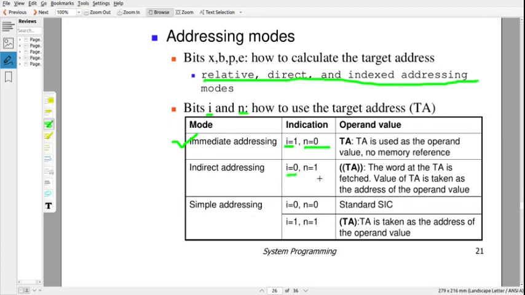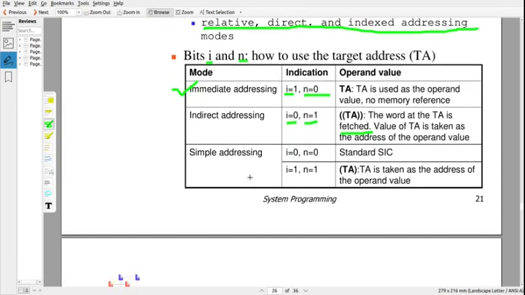If I is equal to 0 and N is equal to 1, it indicates indirect addressing mode. Then the target address is calculated. The word at the target address is fetched. Then the value of the target address is taken as the address of the operand. Then only we will get indirect addressing mode. We will explain this addressing mode with an example after finishing this class of addressing mode.